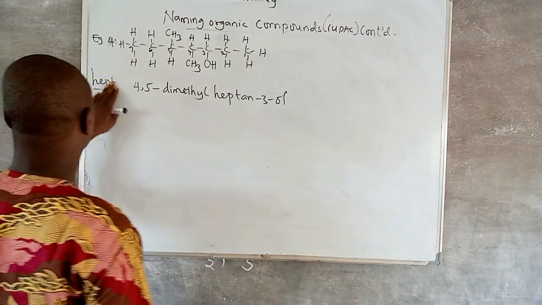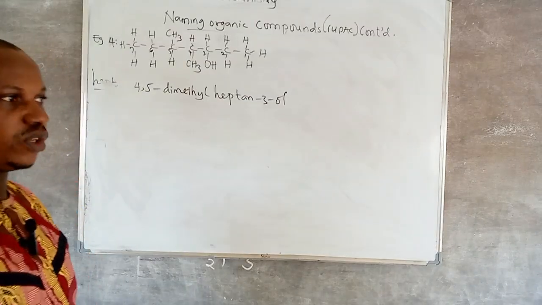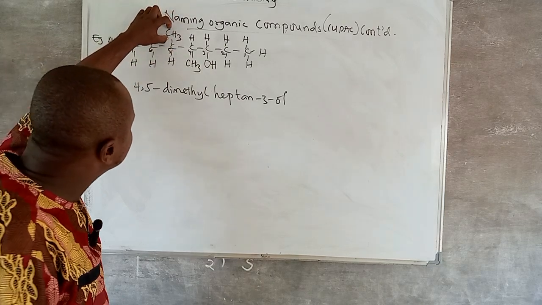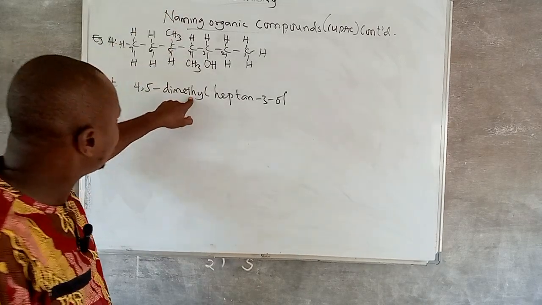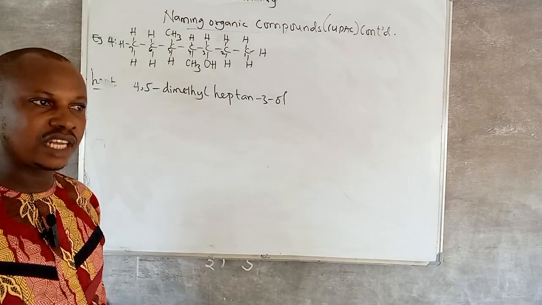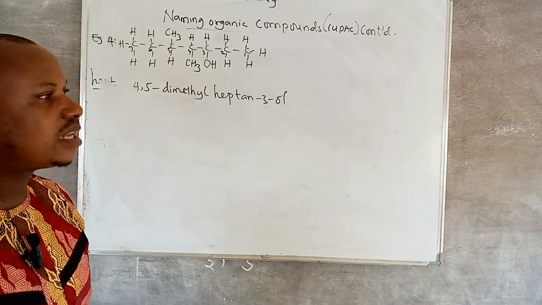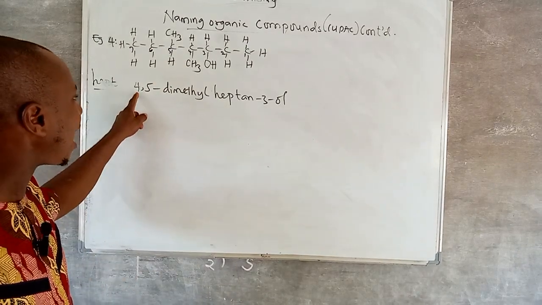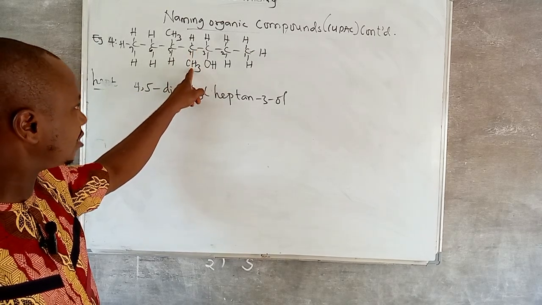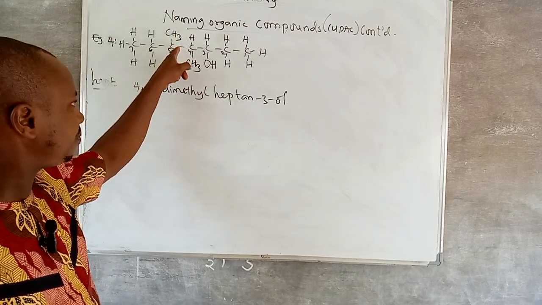Check it. Don't forget that immediately you finish numbering the carbon chain, if there is any substituent group there, just as I have CH3 here, which is a methyl group, you first of all name the substituent group before you come to the number of carbons in the chain as well as the functional group. This simply means that carbon number 4 has a methyl group. And if you check closely at carbon number 4, you see CH3, it's a methyl group. If you go to carbon number 5, it has another methyl group.